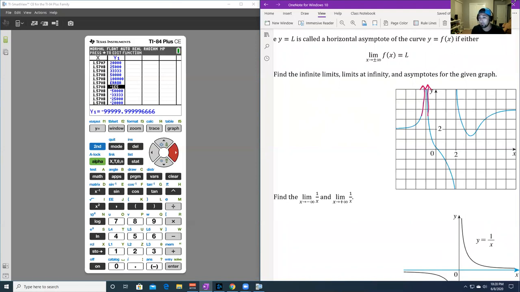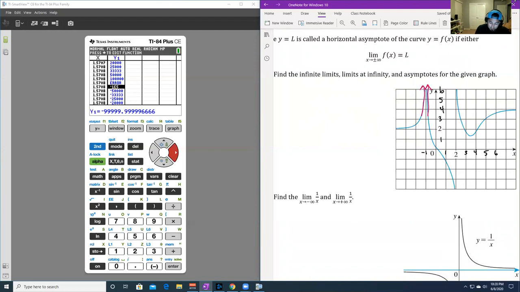A vertical asymptote. And that is going to be at what x value? That is negative 1, right? Negative 1. Let me label stuff here. 1, 2, 3, 4, 5, 6. And then this would be 1, 2, 3, 4, 5, 6. Okay, just labeling it nice and neat. So we're looking for vertical asymptotes.